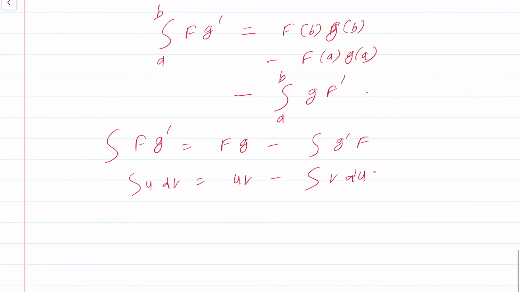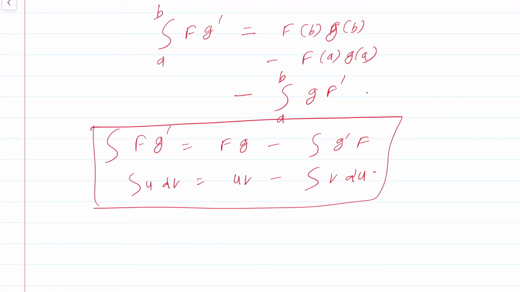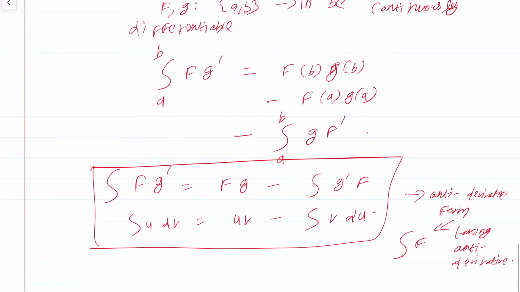Now these are just antiderivatives. These are the antiderivative form, where I'm treating the integral of f as meaning to take the antiderivative. That's the only reason why the form that I have stated, the integral from a to b of f g prime is f(b) g(b) minus f(a) g(a) minus the integral from a to b of g f prime, might look slightly different.